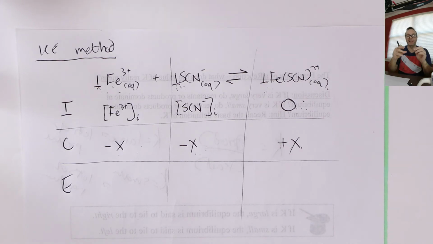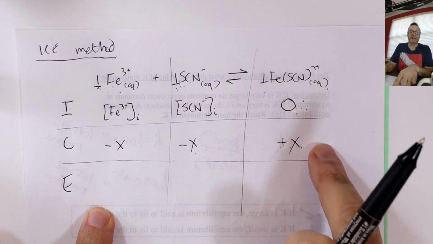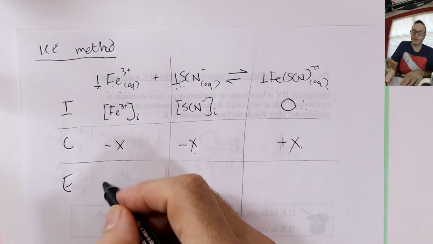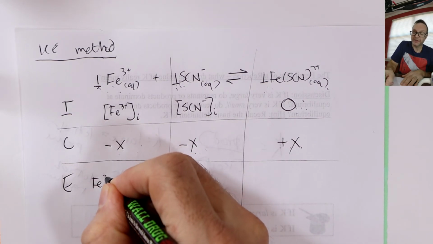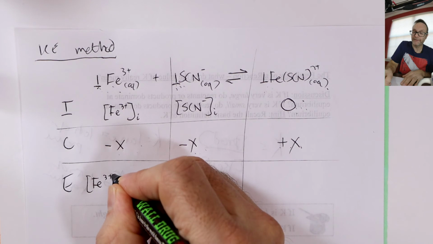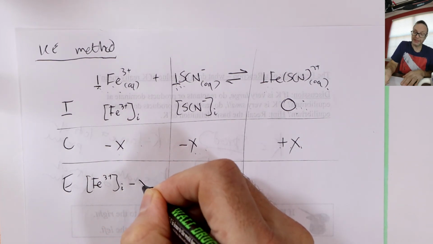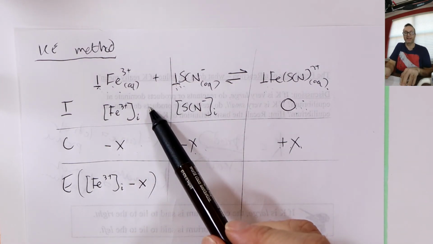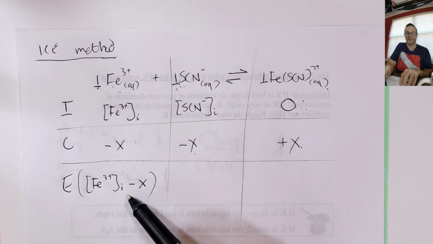Well, it's my initial amount minus what went away if it's a reactant, or it's my initial amount plus what I made as a product, right? Okay, so the equilibrium amount of Fe3+ is I minus X, and I'll put that in a big bracket like that. So initial amount, some of it reacted away, we don't know what it is yet, so that's what's left.